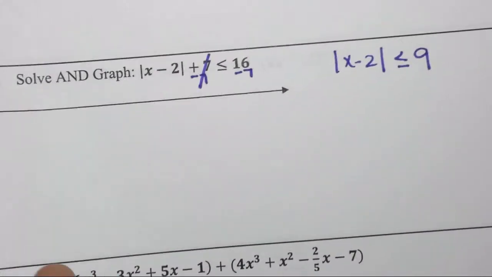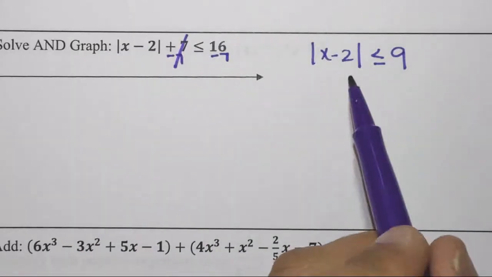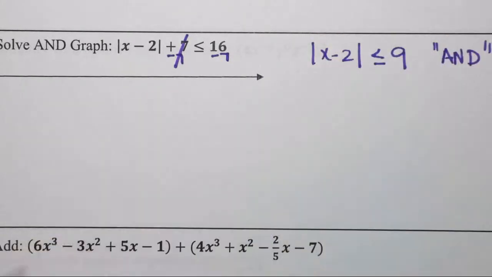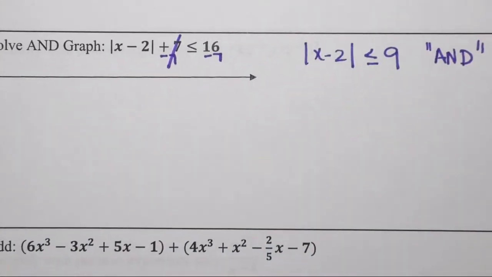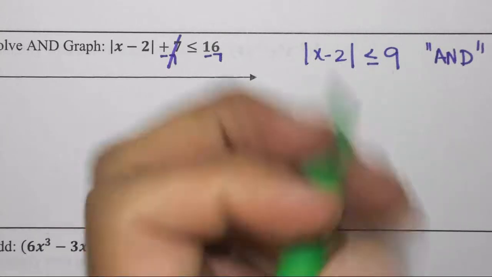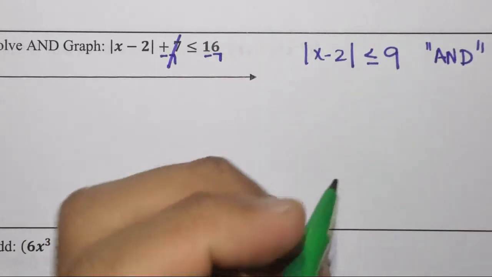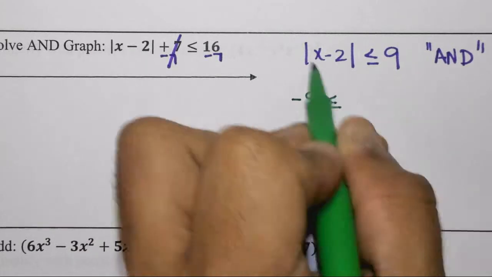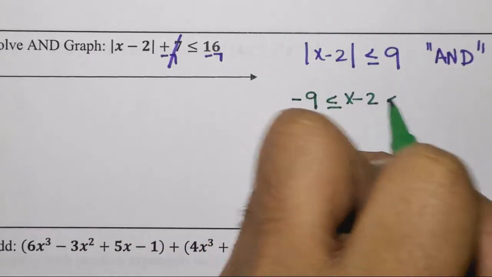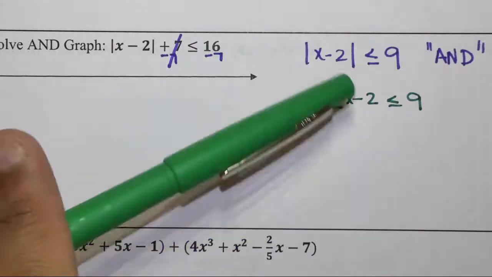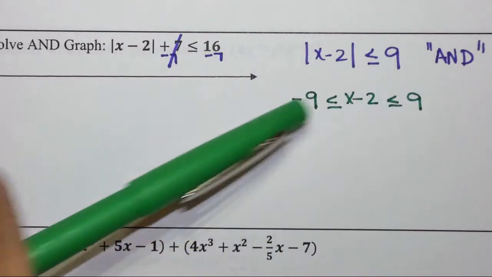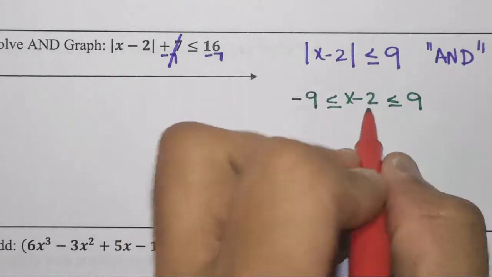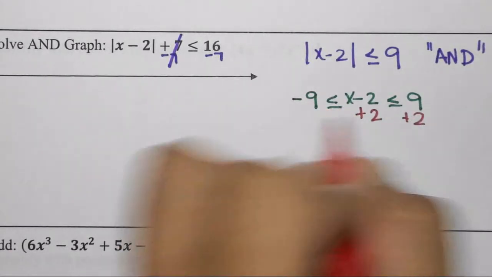Okay, and then with this type, it's the less than, and it's the and. When it's an and, that means it's in between. So the only thing that it can be is it can share its opposite version as well. So I'm going to have negative 9 is less than or equal to x minus 2, which is less than or equal to 9. So its boundaries were the positive and negative versions of that number. And then what you do is you just add 2 to both sides.